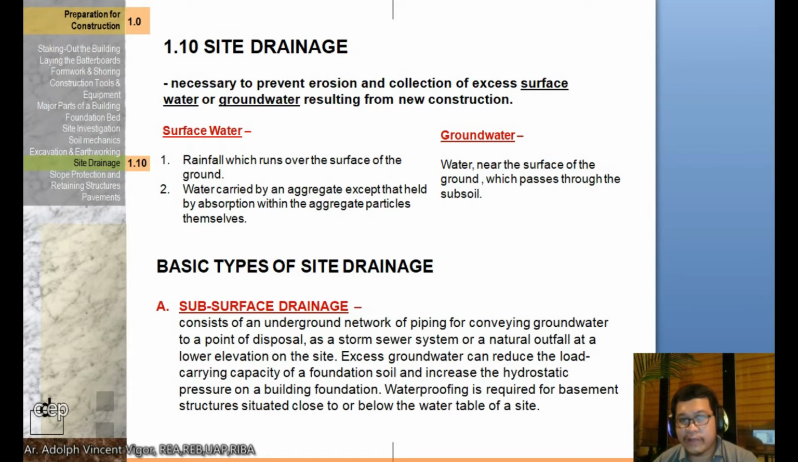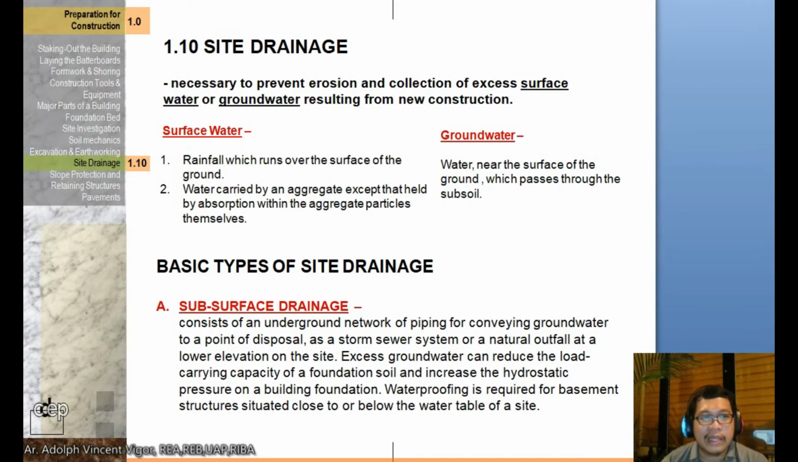When we say surface water, it's from the rainfall which runs over the surface of the ground. This is water carried by an aggregate except that held by absorption within the aggregate particles themselves. Then we have groundwater, which is water near the surface of the ground, which passes through the subsoil.